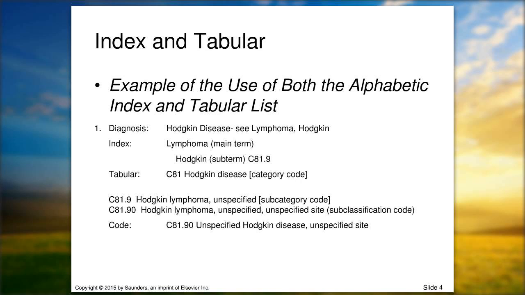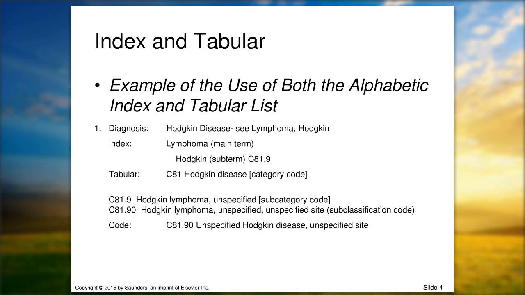So how do we use our ICD-10 book? We start with the alphabetic index, and when we look up the main term in the alphabetic index, we go into the tabular list to confirm it. So, steps to accurate coding.